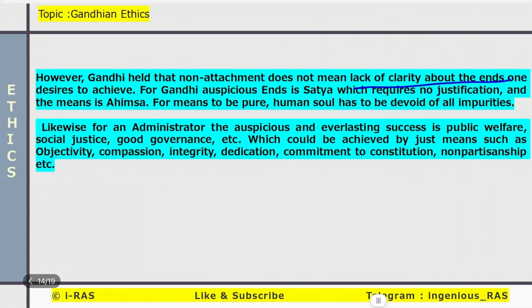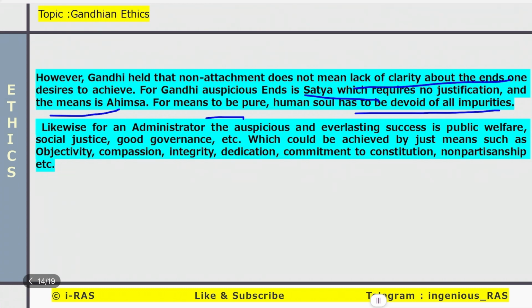Both the ends and the means are auspicious. So for Gandhi, the auspicious end is satya, which requires no justification, and the means is ahimsa. For means to be pure, the human soul has to be devoid of all impurities such as violence, corruption, etc.